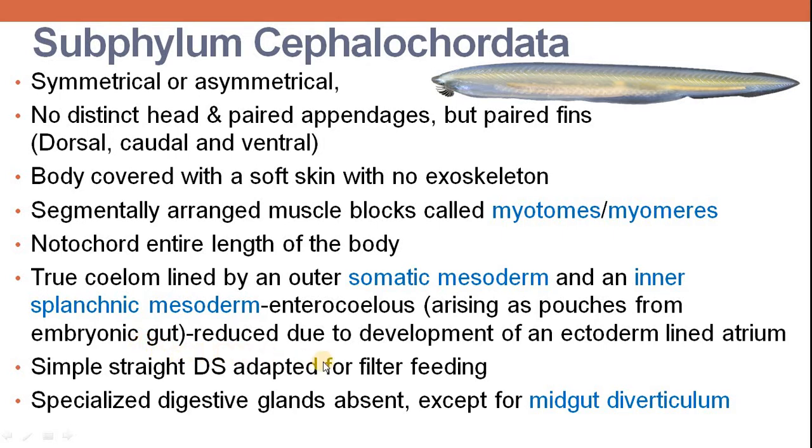So this coelom is reduced due to the development of an ectoderm-lined atrium. Because of the development of the atrium, the coelom is highly reduced. Then the digestive system is simple and straight, and it is adapted for filter feeding with some specialized gill slits on the way of the alimentary canal in the pharyngeal region. Specialized digestive glands are absent except for the midgut diverticulum. There will be some glands or enzyme secretion in the midgut diverticulum.